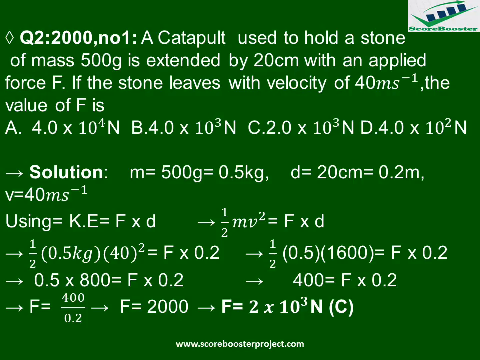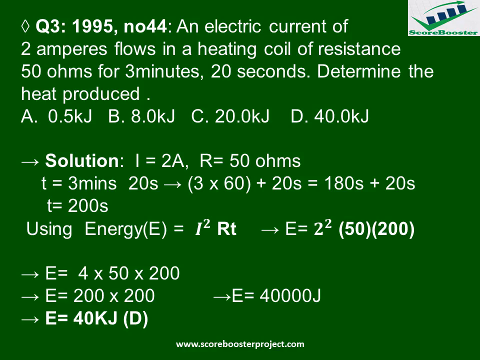So we'll be left with 0.5 times 800 on the left hand side, which is equal to f times 0.2 on the right hand side. So 0.5 times 800 will give us 400, which is equal to force times 0.2. Then we can divide both sides by 0.2 to get f equals 400 over 0.2, and that will give us 2000. When we convert that to standard form, it will be f equals 2 times 10 raised to the power 3 Newton, making option C the correct answer for this question.